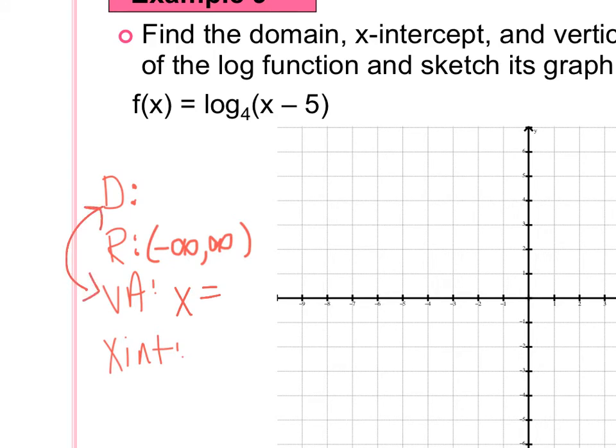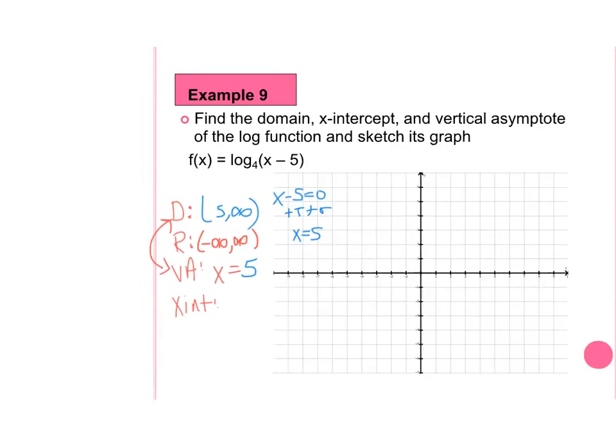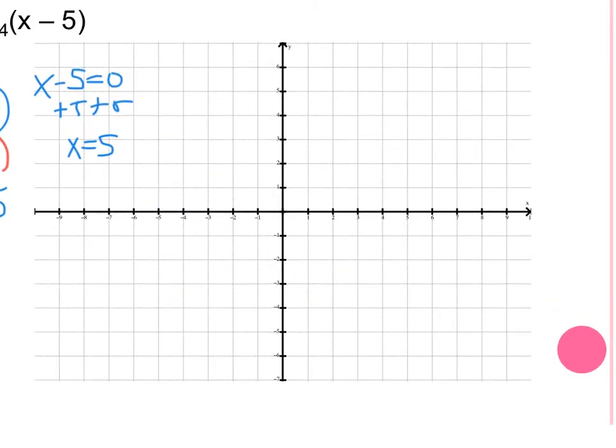So a couple slides ago, I said, how do you find the vertical asymptote? Set the parenthesis to 0. You say x minus 5 equals 0. So I solve this. I add 5 to both sides, and I get x equals 5. So what is my domain, Miss Mia? 5 to infinity. Good. Hang on. Here's my asymptote at 5. 1, 2, 3, 4, 5, right?